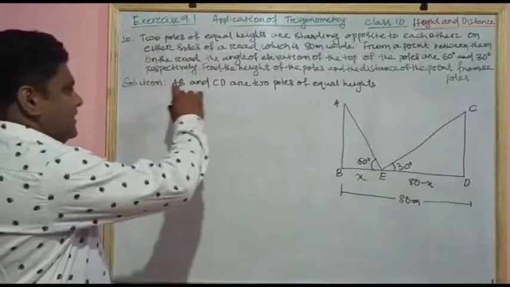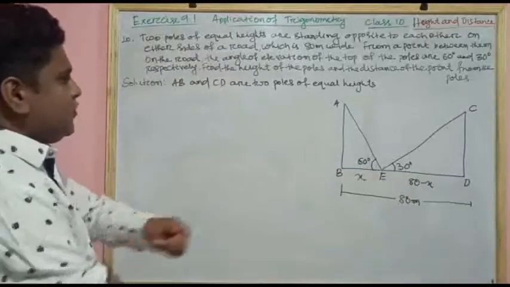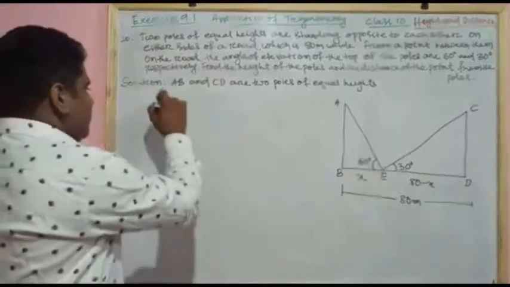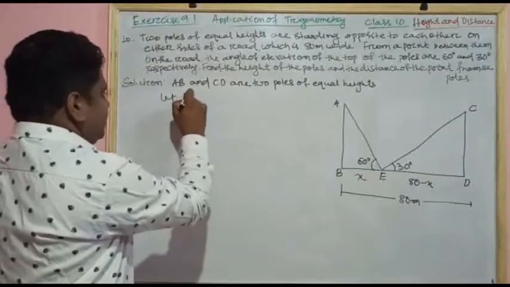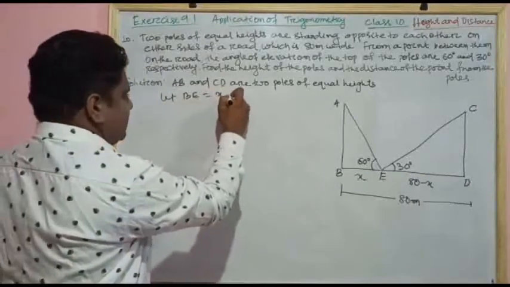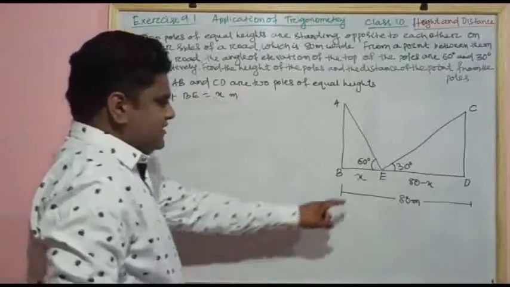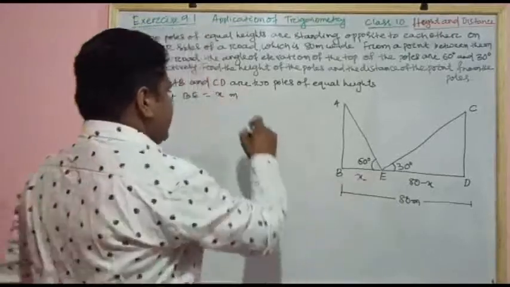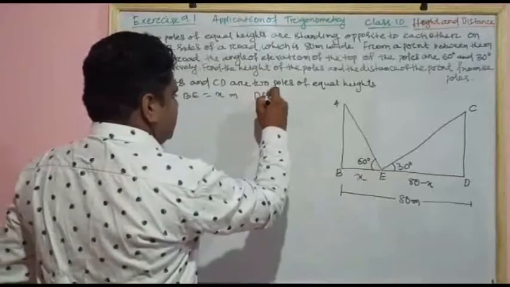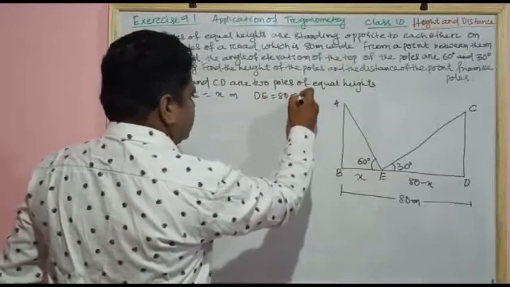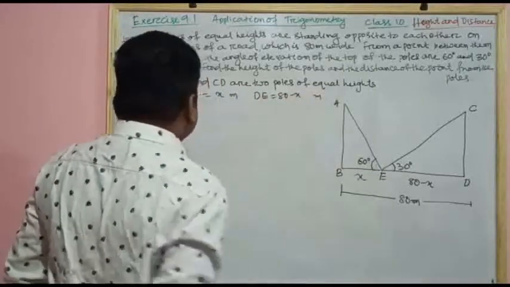So let AB and CD be two poles of equal heights. Now let BE be equal to x meter. If BE is x, then DE will be 80 minus x. So DE equals 80 minus x meter.